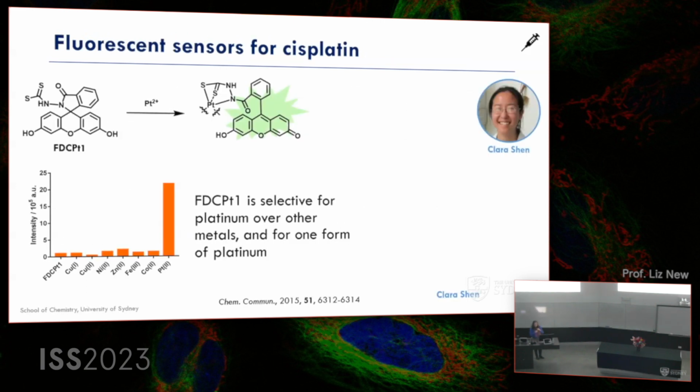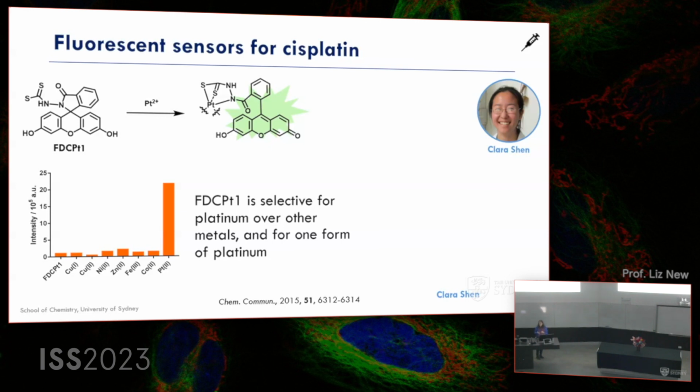So this is one thing that Clara Shen, a former PhD student in my group, did in her honours year, just after her undergraduate degree. She made this sensor. This is a fluorescent molecule, which we saw yesterday, very similar and still works on this ring opening mechanism. So it's ring closed, and then when platinum binds, it opens the ring and turns on the fluorescence. And we get a good response to platinum over all other metals.